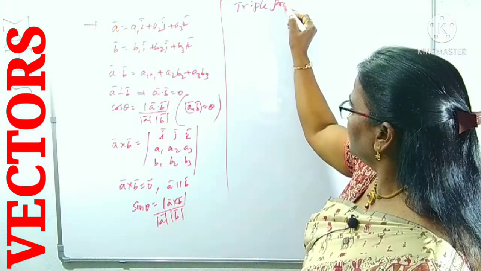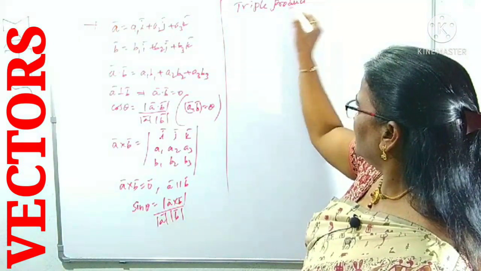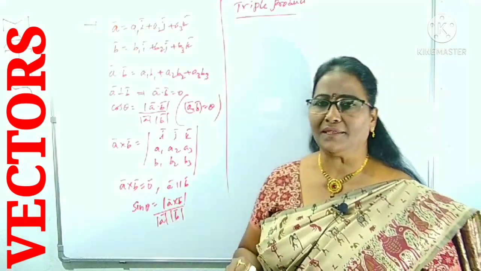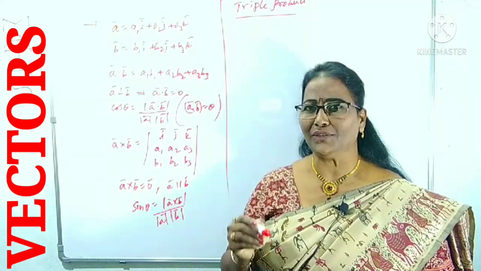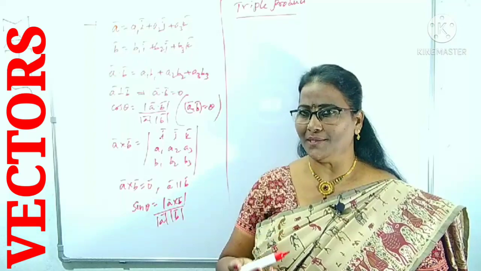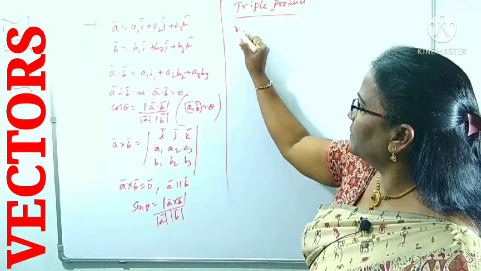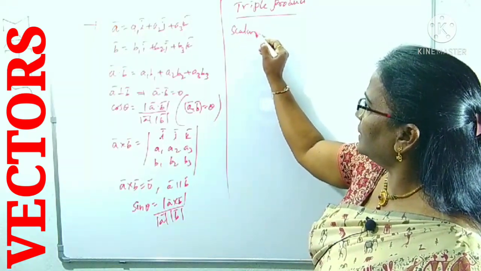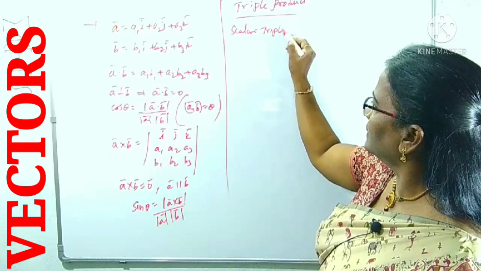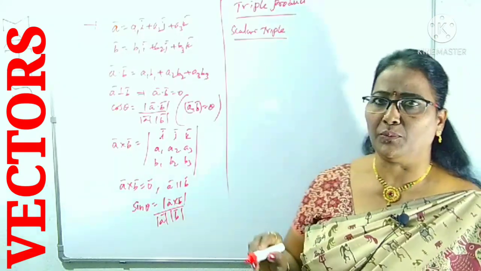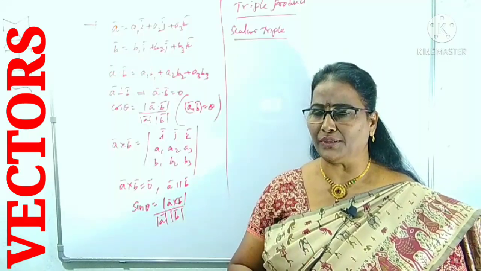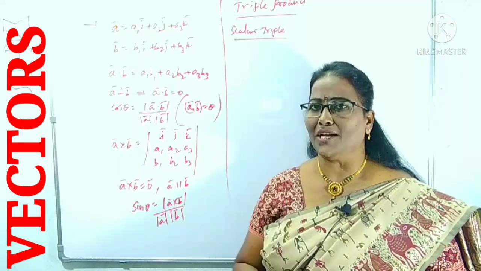Triple product. In this word only there is a hint. Triple means we have to find the product of three vectors. There are two cases here. One is scalar triple product. Another is vector triple product. First, what is a scalar triple product? You have to know its notation.